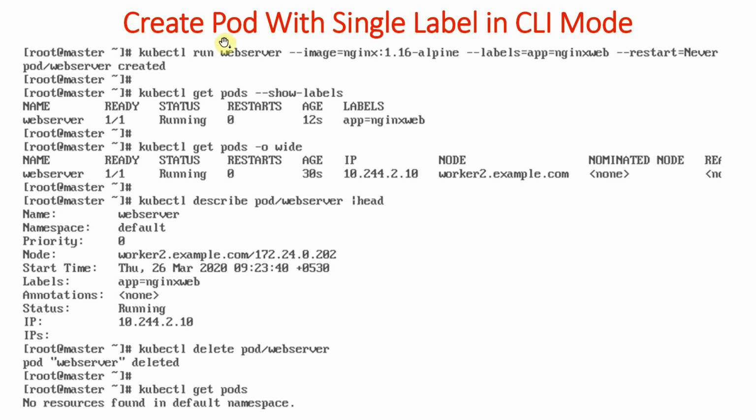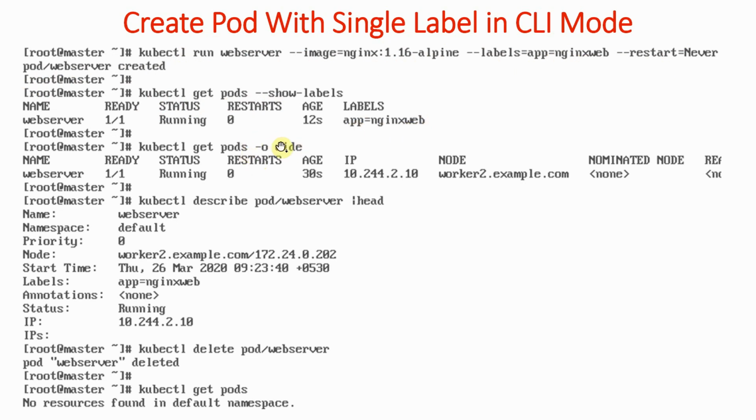Now we are going to create the pod with a single label in CLI mode. So we are going to run the command kubectl run webserver. For the image we are going to use nginx:1.16-alpine, and for the label we are specifying labels equal to app=nginx-web, and this option we have to specify so that we are able to create the pod only. So it is saying the pod webserver created, and when we run kubectl get pods --show-labels, it is showing this label app=nginx.